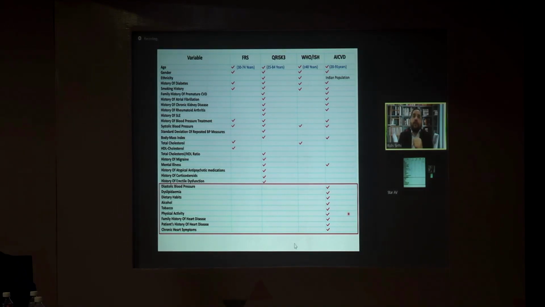And also important that it can be applied to a much wider population base, because many of these earlier risk factors were applied to a certain patient age group. For example, the WHO ISH risk scoring system is only applicable to people 40 years or older. It cannot be applied to younger population, where we are seeing that a lot of patients nowadays are coming to us with acute coronary syndrome in their 20s and their 30s. And here, as you can see, the AI-CVD risk scoring system, artificial intelligence-based cardiovascular risk scoring system, is applicable to both from a range of 20 years to 90 years.